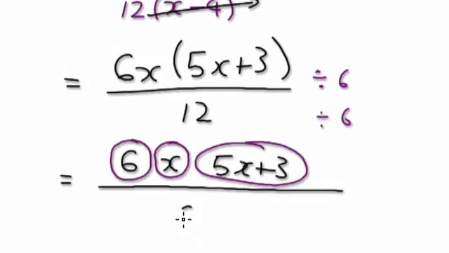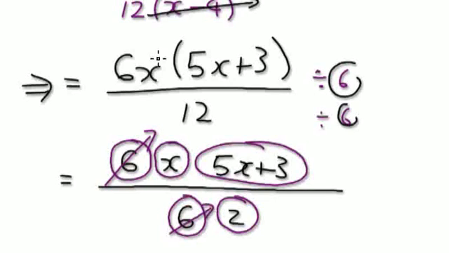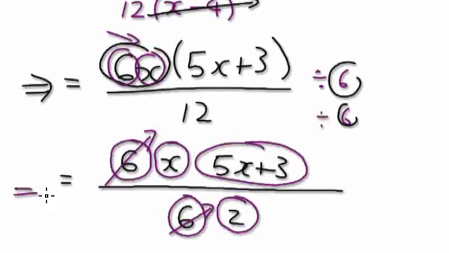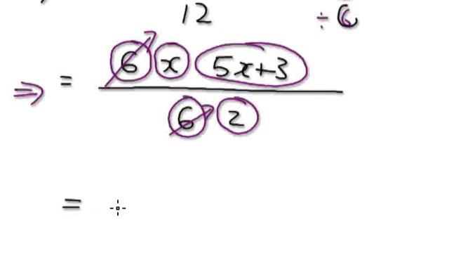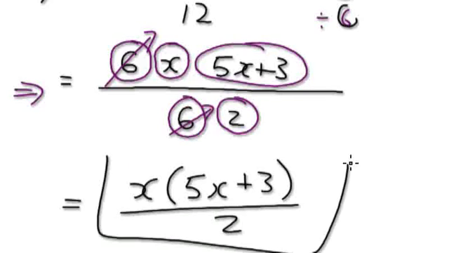Well, the 12 I can imagine as a 6 times a 2. So when you are here, you can divide top and bottom by 6. In effect, this would cancel out with this 6 here, because up here they're all multiplying each other. You've got two bubbles within a bubble, and anyway, it would take you to this bit here, and kill off the two 6's. So that would give you x bracket 5x plus 3 over 2. So this here would be your final answer.